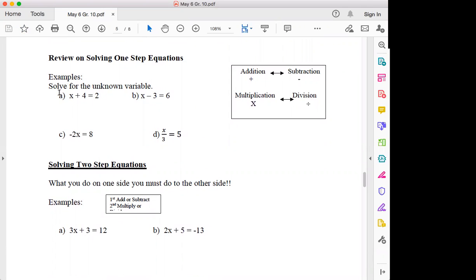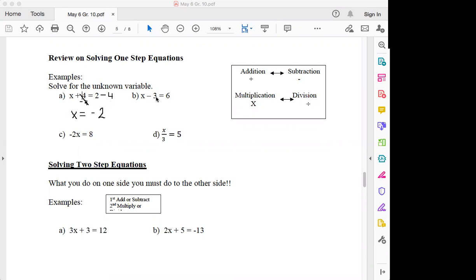Our goal when we're solving equations is to get the variable on its own, which means that you have to get rid of anything that's beside it by doing the opposite of what it's doing. For example, right now we have 4 that's added. So we subtract 4, and we have to do it on both sides because whatever you do on one side, you have to do on the other. Plus 4 minus 4 cancels out, so we're left with x. And then we do 2 minus 4, which is negative 2.